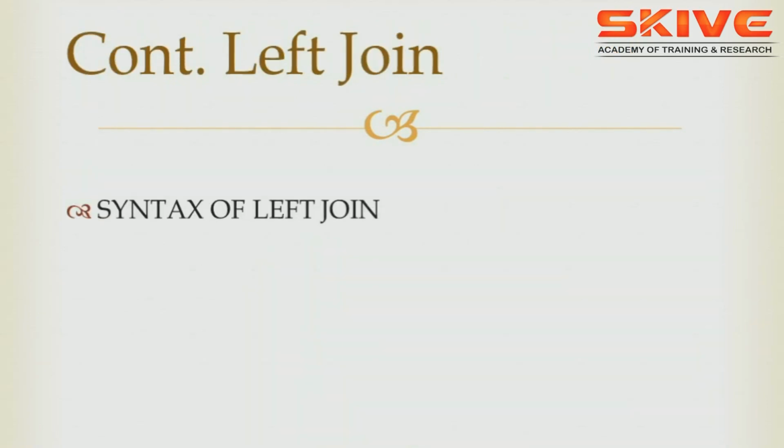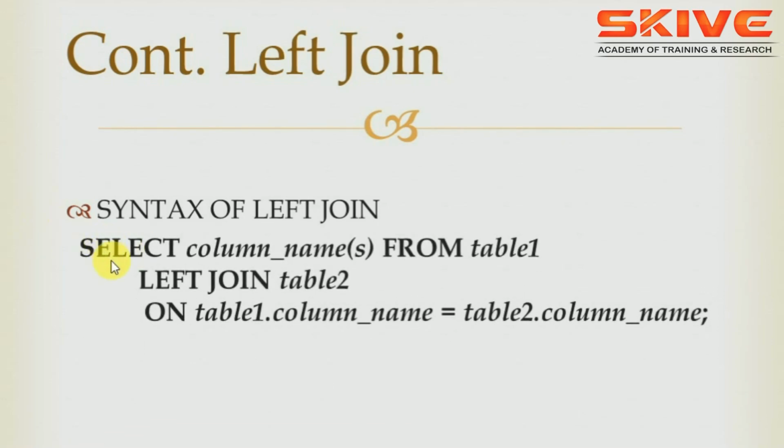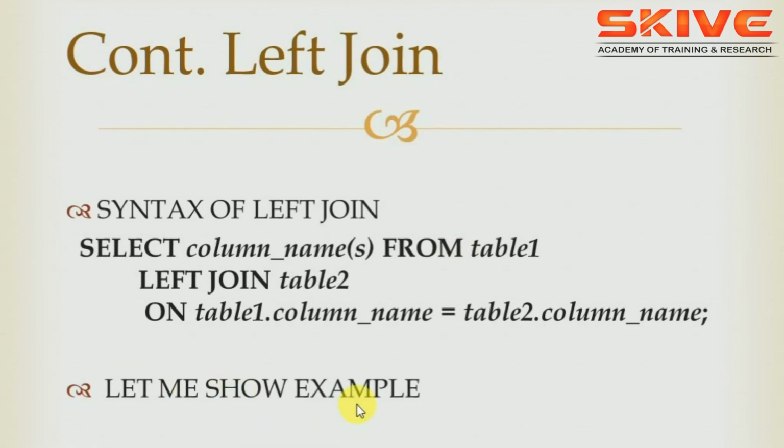Let me show the syntax of left join. So this is the syntax: SELECT column names FROM table 1 LEFT JOIN table 2 ON table1.column_name = table2.column_name. So this is the syntax of left join. Okay, let me show the demo and how it works.